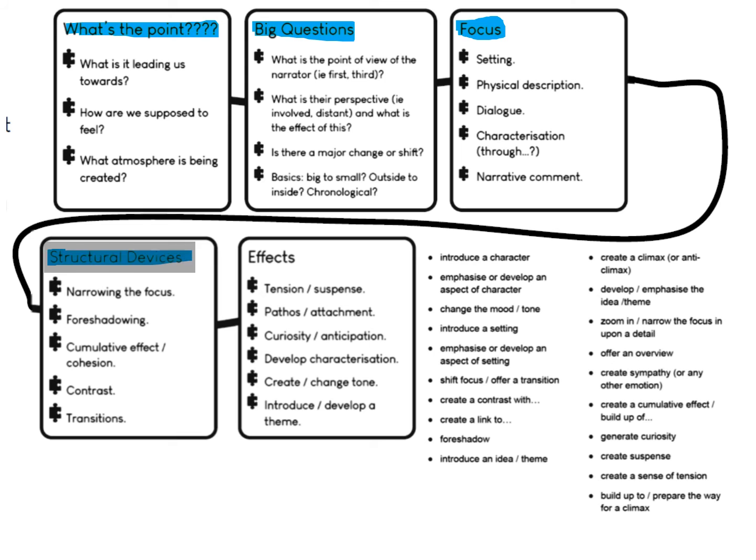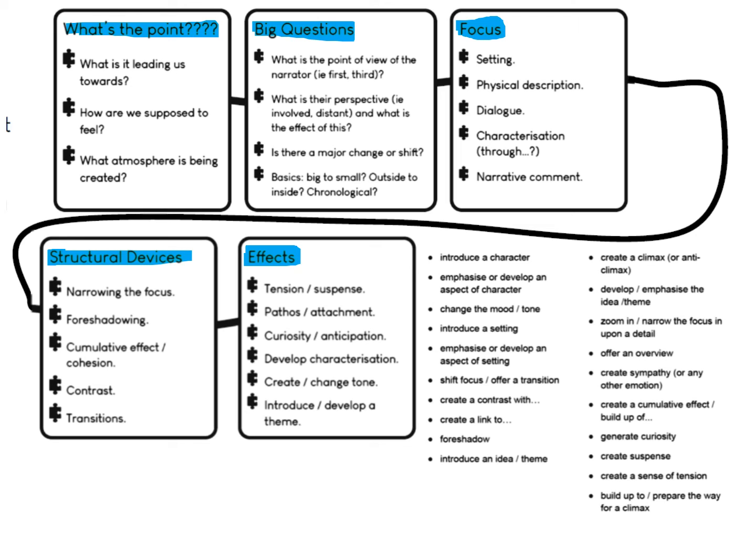Structural devices, so talk about narrowing the focus, foreshadowing, cumulative effect. If there's something that's just weaving its way through and holding it all together, like references to sound or light or somebody's breathing or something like that, then you can talk about cohesion, contrast, and then transitions are just how it moves from one moment to the next. Finally, think about the effects. The one thing you don't say is it makes you want to read on or makes it easier or less boring or anything like that.